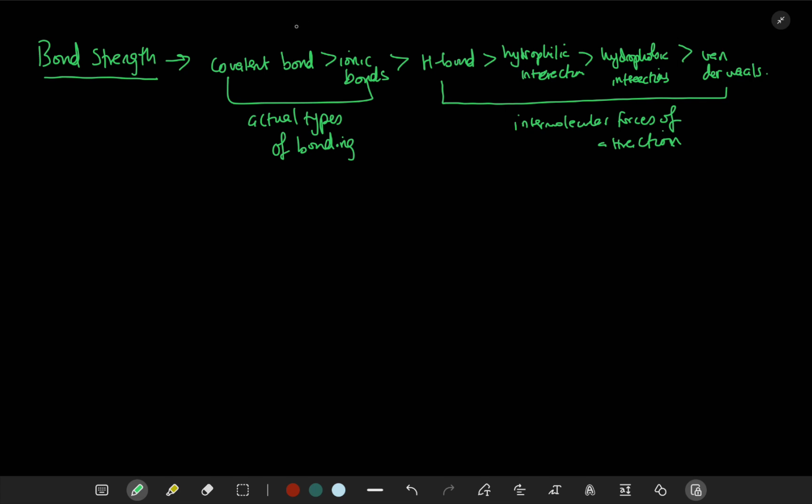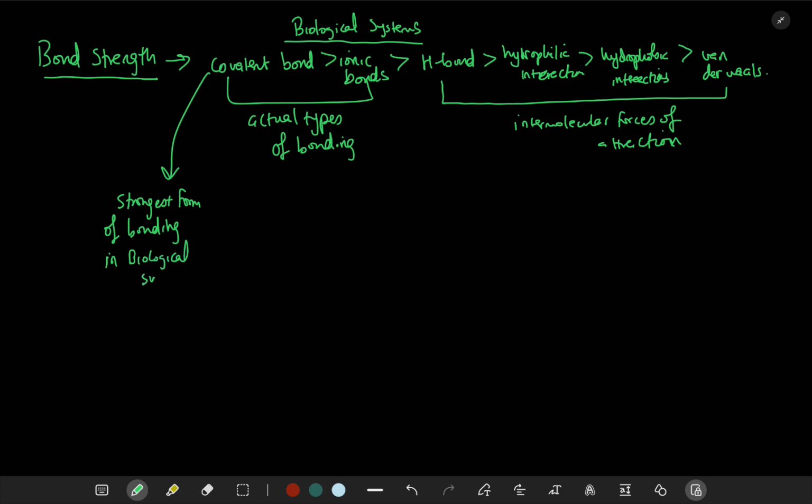And this is with respect to, remember, biological systems. That's the caveat, right? So this order applies to biological systems. So let's talk about covalent bonds. Covalent bonds are fairly strong, right? Covalent bonds are the strongest form of bonding in biological systems. Okay, so covalent bonds are the strongest bond when it comes to biological systems, and they're quite strong.